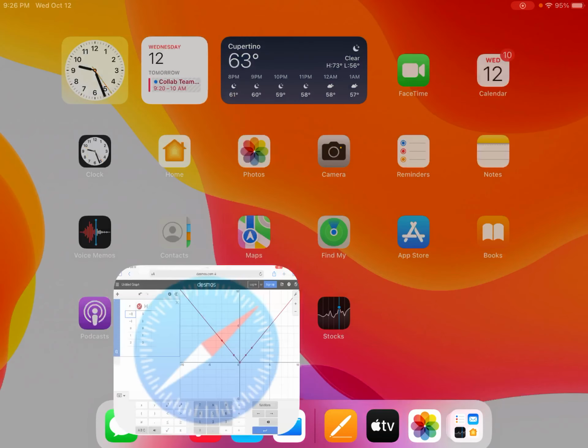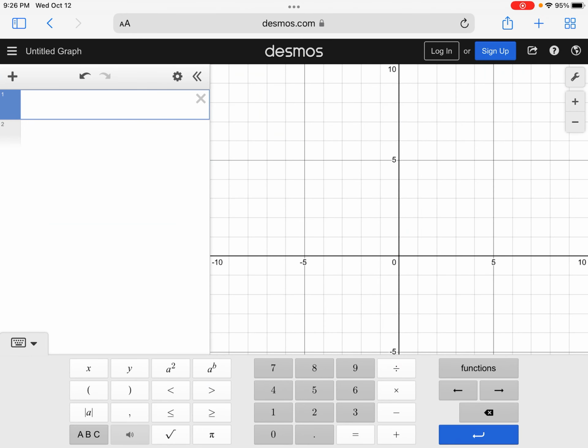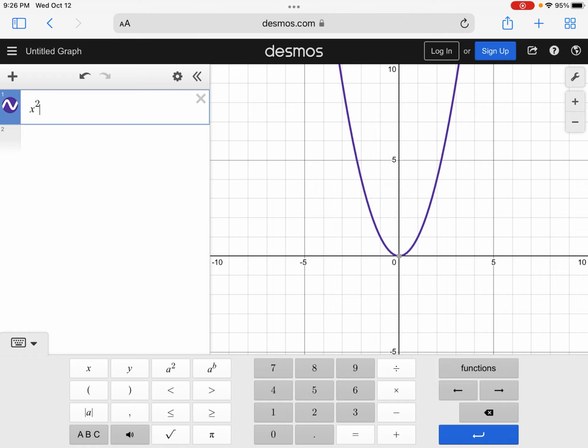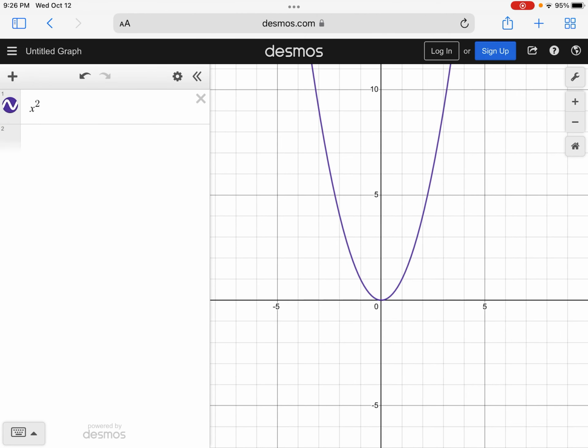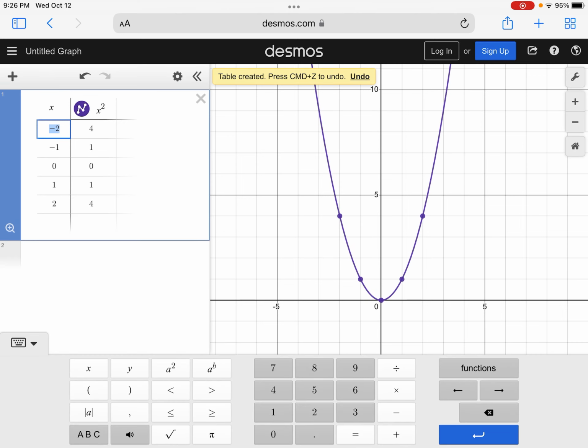Well, what does a quadratic function look like? Here's what it looks like. Let's go ahead and hit x, hit the button that says a to the second power. A quadratic function looks like a U. That's what it looks like. So let's go get ourselves a table of values. I think this time I'm going to mix it up, and I'm actually going to start at -2 this time.